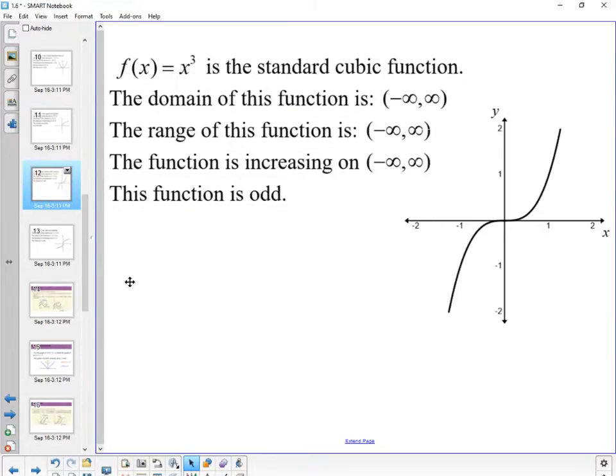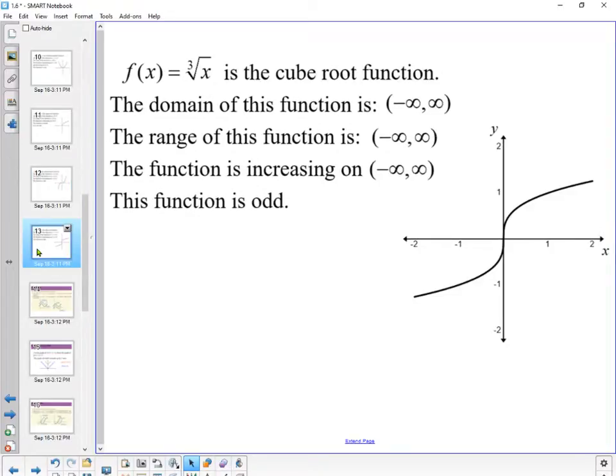So there's your Q function. Here's your cube root of x function. The domain of this function is negative infinity to positive infinity. The range is negative infinity to positive infinity. This is an odd function. Notice the origin symmetry on this guy.